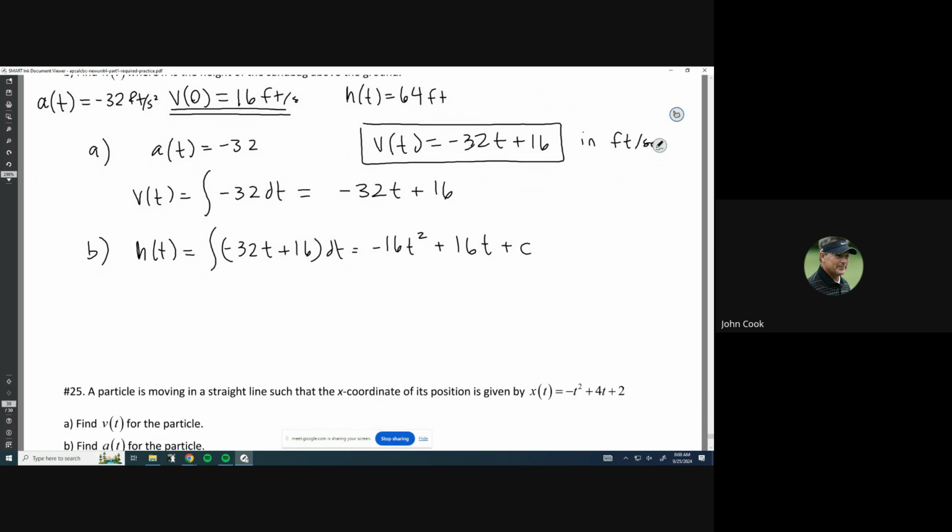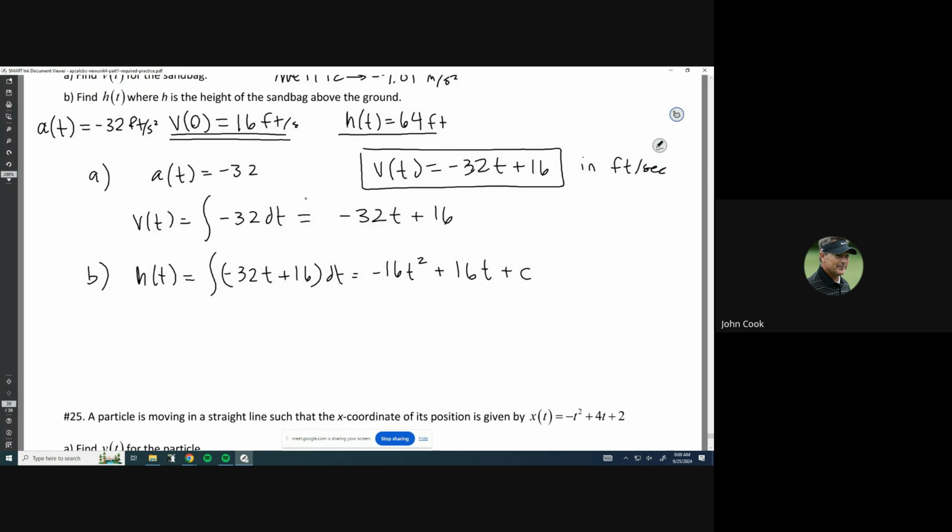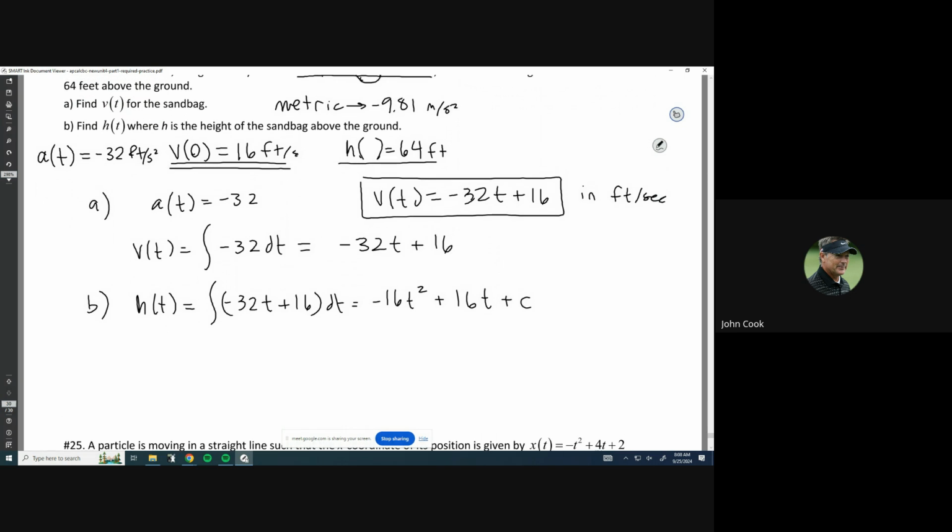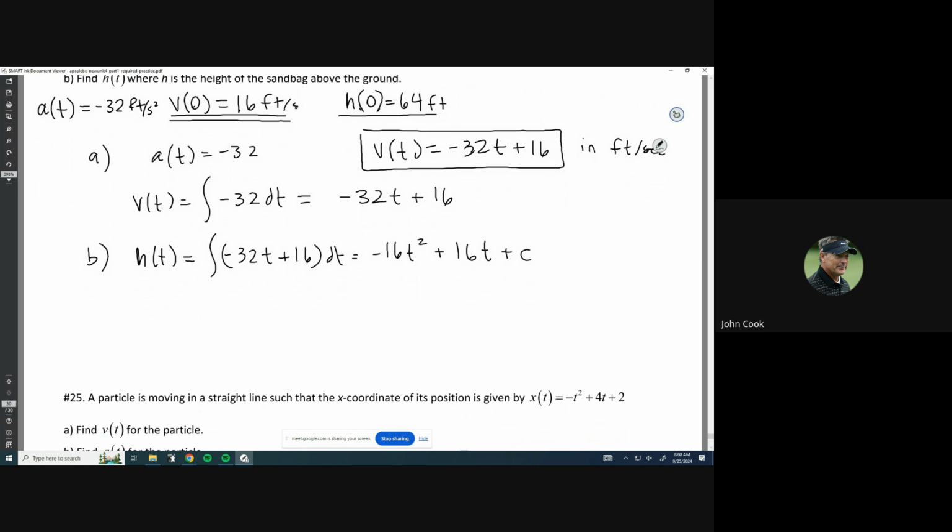And just like before, we can solve for that constant value, and we're going to, because we have this initial condition. It's the initial height, so that's when t is equal to 0. H of 0 is equal to 64 feet. So h of t is equal to negative 16t squared plus 16t plus c, and if I plug in 0 for t, I should get 64. As you can see, all this stuff just goes away because anything times 0 is 0. That means my constant is also going to be 64 here.